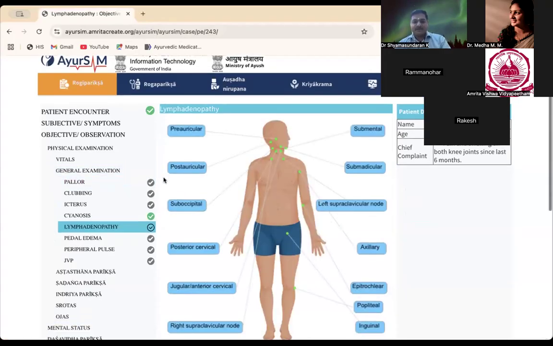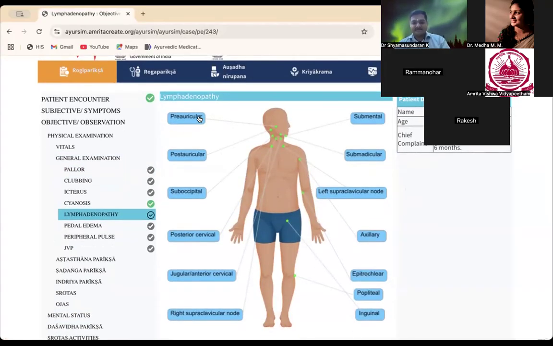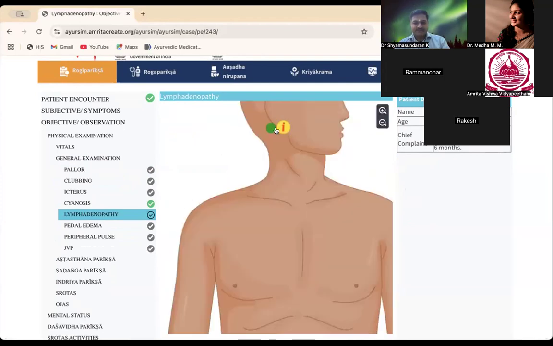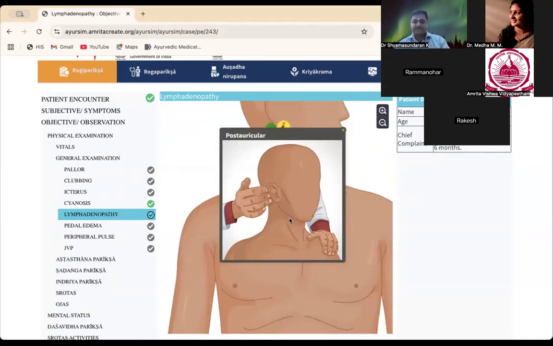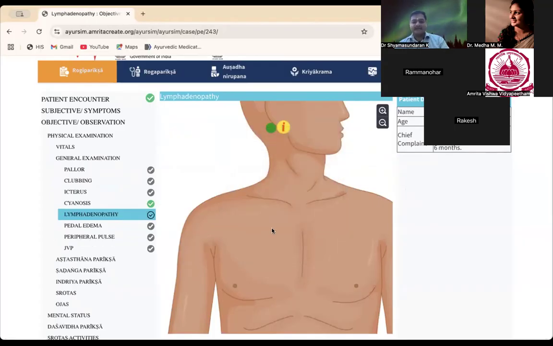Lymphadenopathy. Where should you examine the lymph nodes of a patient? So what are the different places where you have to examine for lymphadenopathies? So each place is given like this. And when you choose that, what is it in this particular patient? That answer is shown as a text. And how it should be examined, that method is also shown as a picture. So you will not miss anything, how a particular method of examination is.